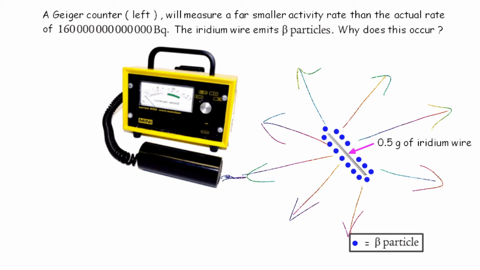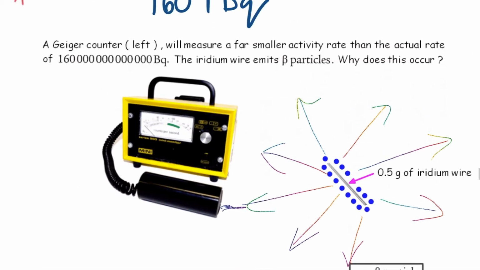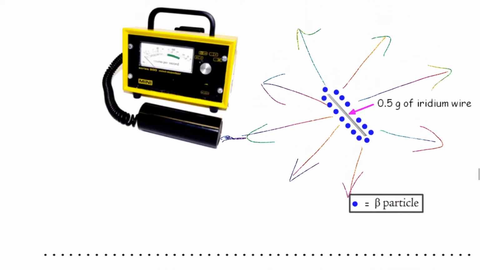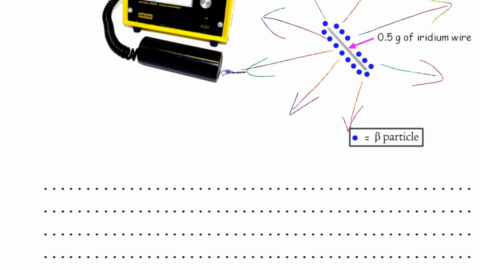But what it does, it gives us an idea as to the level of radioactivity. So your next question is, why does this occur? I've just told you why. I want you to write that in your own words at the bottom of page 43. If you didn't get it first time, please just rewind, listen, and write it down in your own words, and just do that here.